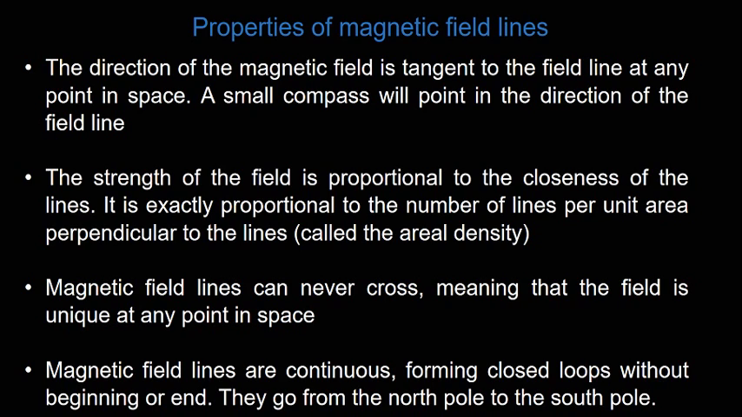And that density of lines is measured using a quantity called magnetic flux that we will see in some later videos. Another important point is that magnetic field lines can never cross each other. So at no point in space can you have two directions for the magnetic field. That's what it means. And magnetic field lines are continuous, and they form closed loops. They don't have any beginning or end. They go from north pole to south pole, forming circles. So these are some basic properties of magnetic field lines, and I think now we are ready to learn a little further about them in the next video.